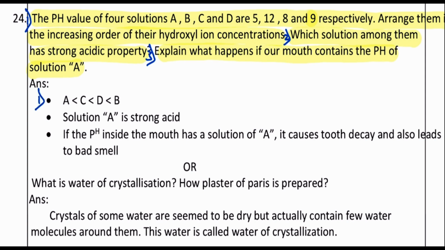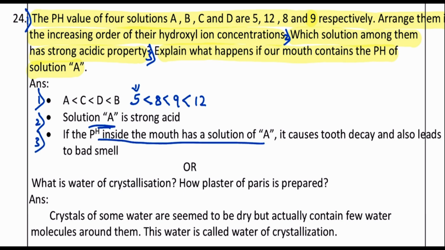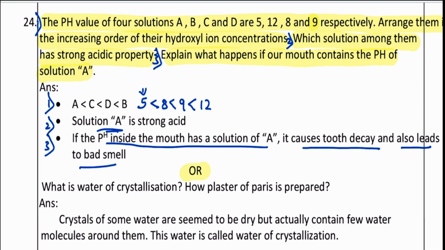A, C, D, B, that is 5, 8, 9, 12. And the second question. Solution A is a strong acid because its pH is 5. And the third question. If the pH inside the mouth is that of solution A, it causes tooth decay and leads to bad smell. Okay, next question.